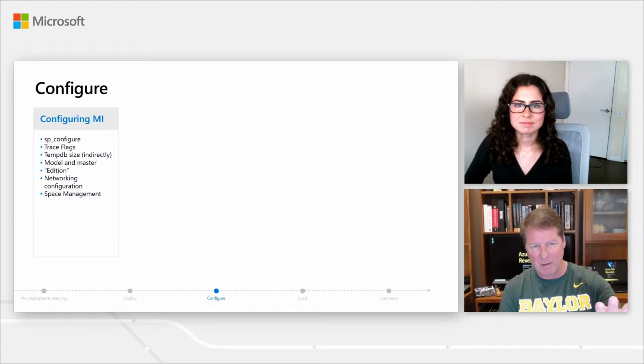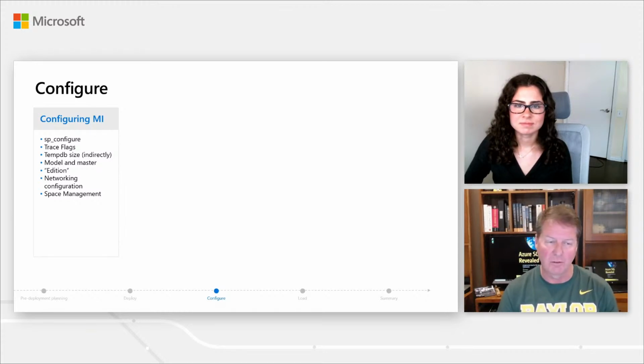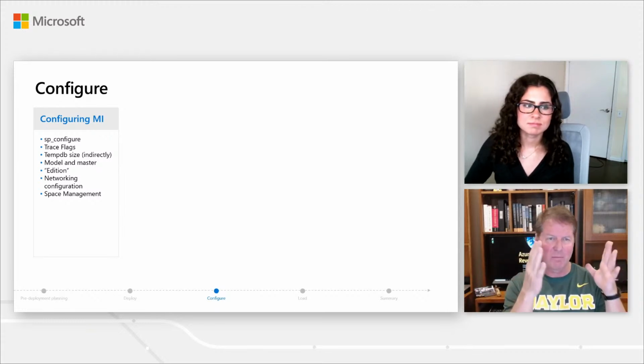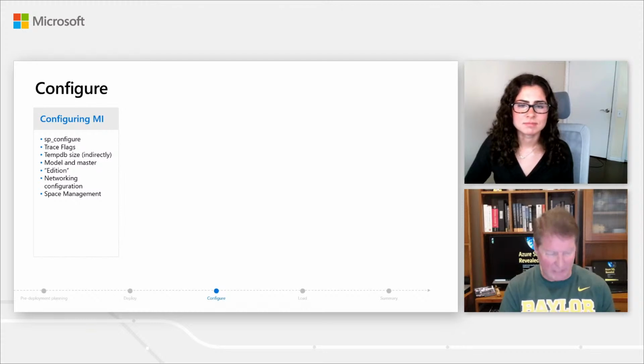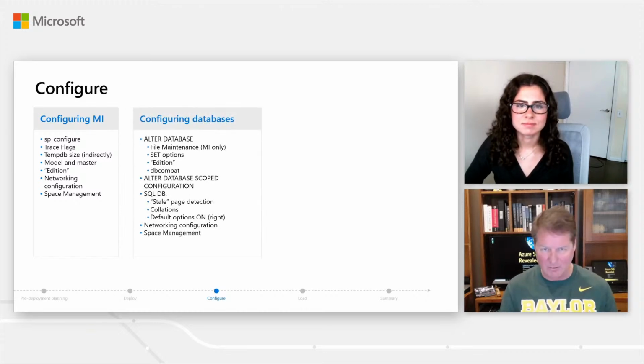And then in space management, you're used to doing that with your SQL Server. We'll talk more about that in the next section about how space management works in an MI. So that's your configuration of managed instance and some of the options that you get. So let's talk about databases now.